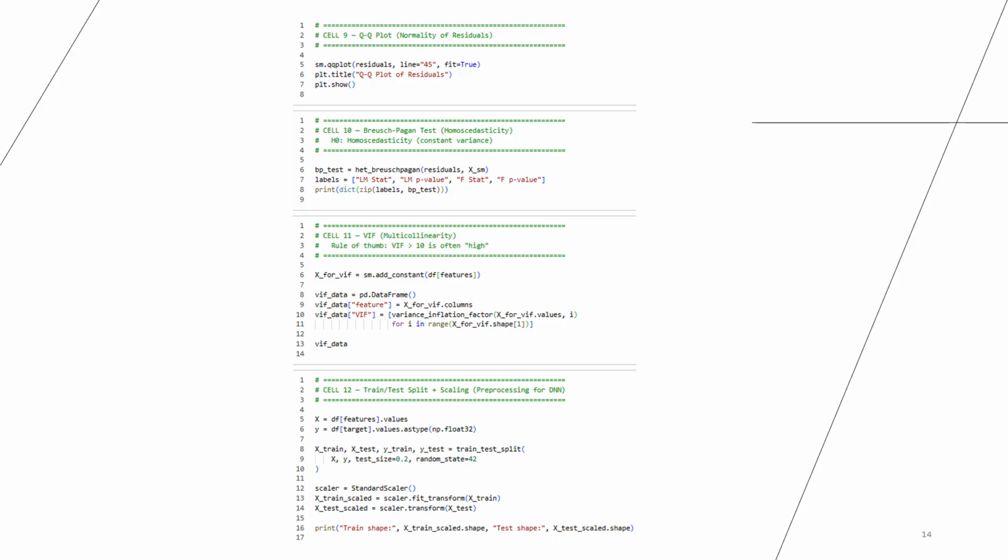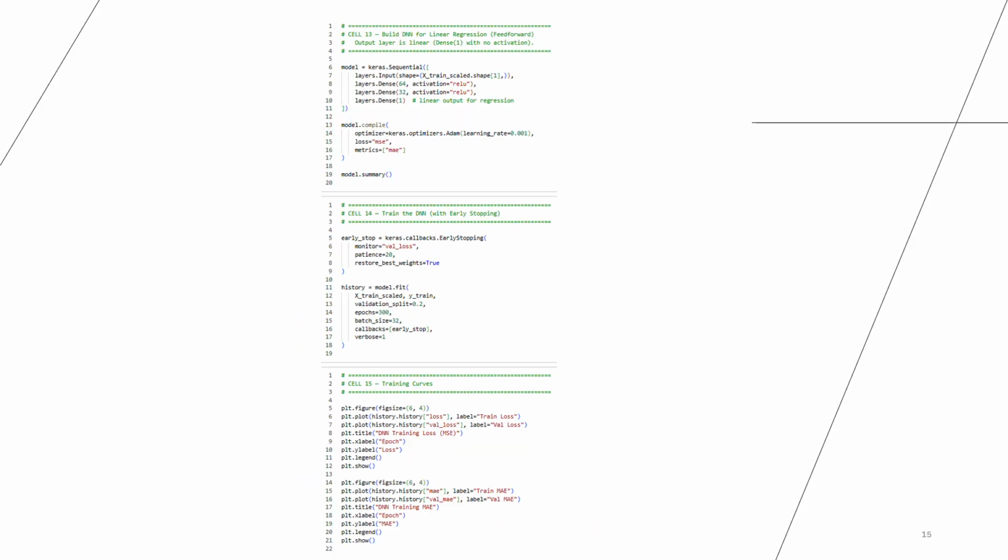After the split, we apply feature scaling using the standard scaler. Neural networks typically perform better when input variables are standardized, so that they have a mean near 0 and a standard deviation near 1. We fit the scaler on the training data and then apply the same transformation to the testing data to ensure consistency. Finally, we print the shapes of the scaled training and testing datasets. This step confirms that the pre-processing pipeline worked correctly and that the data is now ready for the next stage, which will involve building and training the deep neural network model. At this point, the dataset has been cleaned, explored, and properly prepared. Now we are ready to build and train our deep neural network regression model.